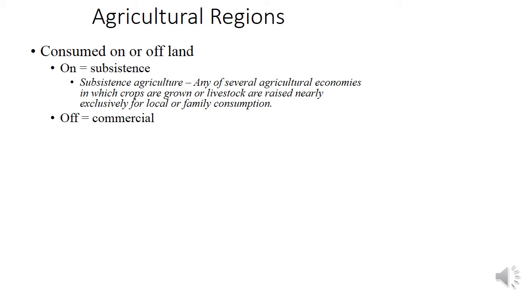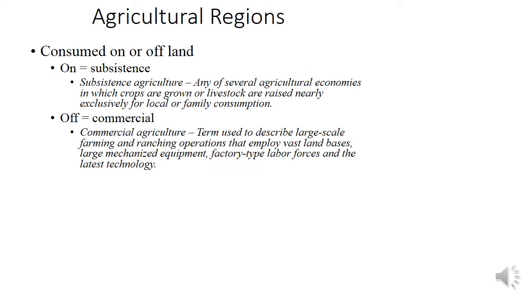When the majority of the food that farmers are growing is for use off-site, when it's mostly grown to be sold in a marketplace, that is commercial agriculture, right? Where the focus is commerce, is business. Again, one of your vocab words, commercial agriculture, a term used to describe large-scale farming and ranching operations that employ vast land bases, large mechanized equipment, factory-type labor forces, and the latest technology to produce enormous surpluses of food that can be sold in a marketplace.